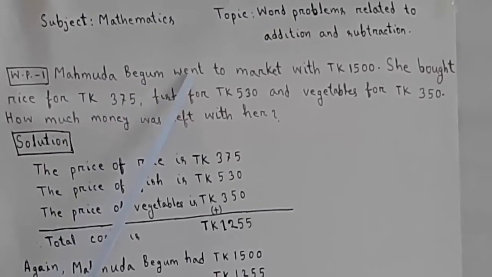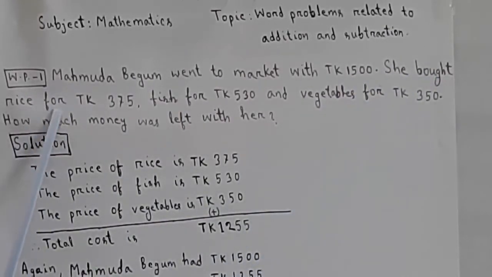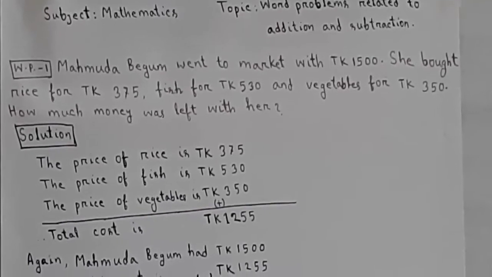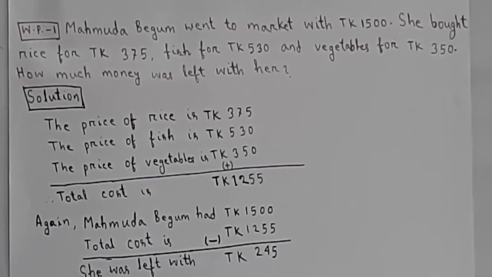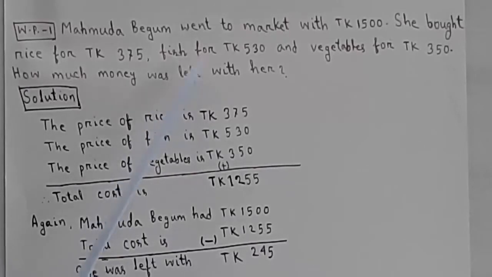Mahmuda Begum went to market with TK 1500. She bought rice for TK 375, fish for TK 530 and vegetables for TK 350. How much money was left with her? Here Mahmuda Begum is a person. She went to market and bought three items: fish, rice and vegetables. We have to find out how much money was left with her.